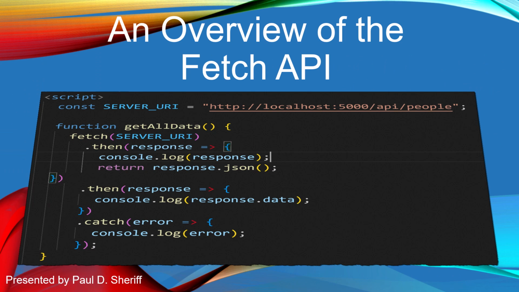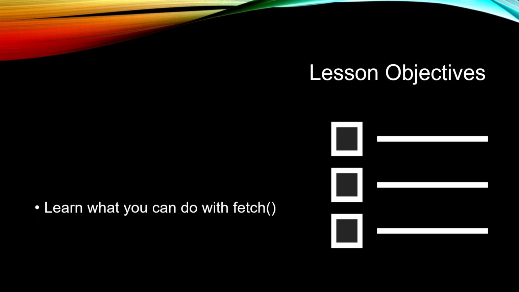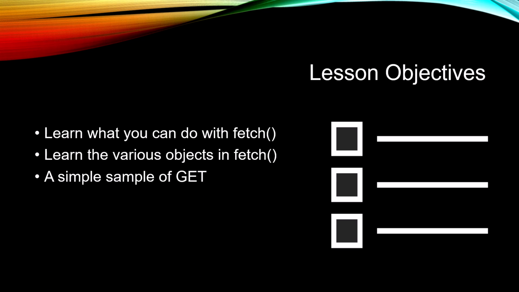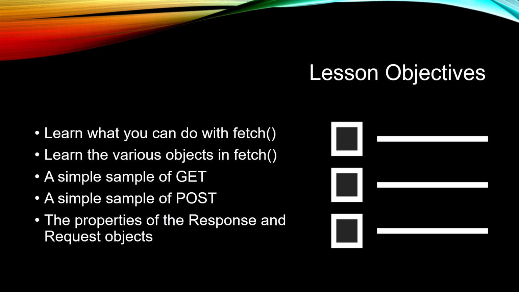This lesson is an overview of the Fetch API. The objectives for this lesson are to learn what you can do with the Fetch function, and learn the various objects in the Fetch function. We're going to see a simple sample of GET and a simple sample of POST, and we're going to explore the properties of the response and the request objects.